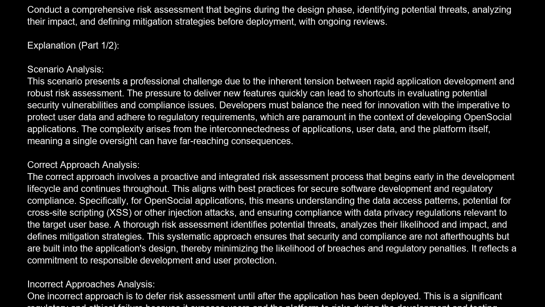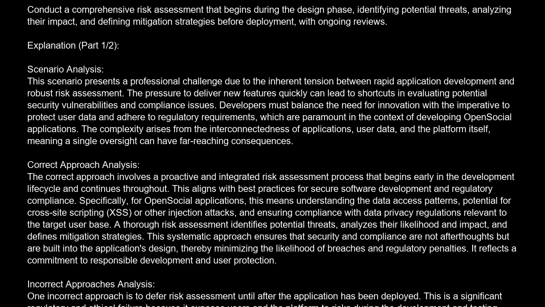Explanation. Scenario analysis. This scenario presents a professional challenge due to the inherent tension between rapid application development and robust risk assessment. The pressure to deliver new features quickly can lead to shortcuts in evaluating potential security vulnerabilities and compliance issues. Developers must balance the need for innovation with the imperative to protect user data and adhere to regulatory requirements, which are paramount in the context of developing open social applications.